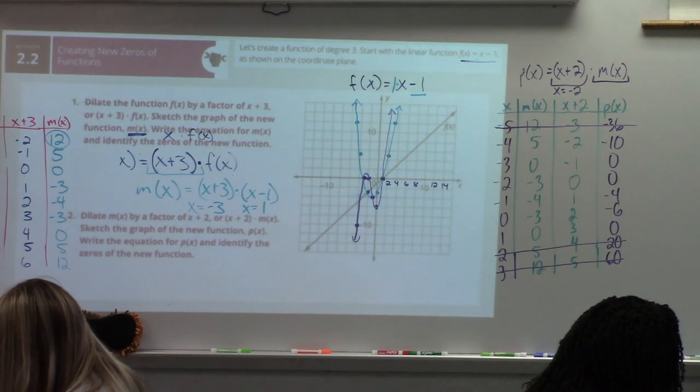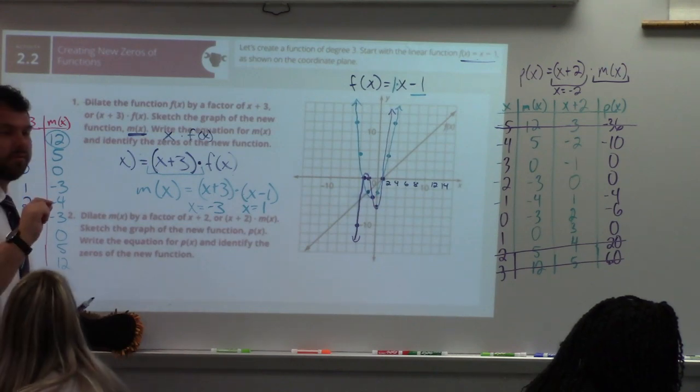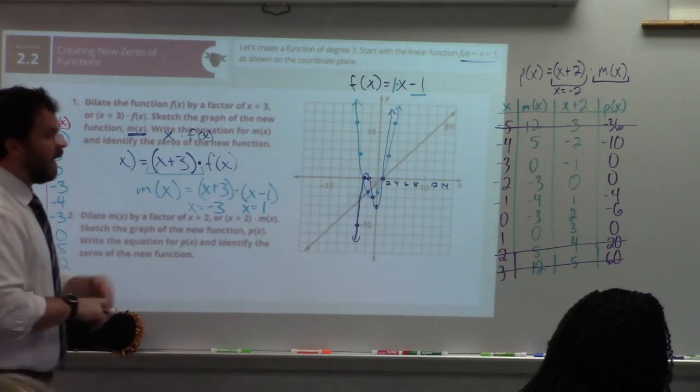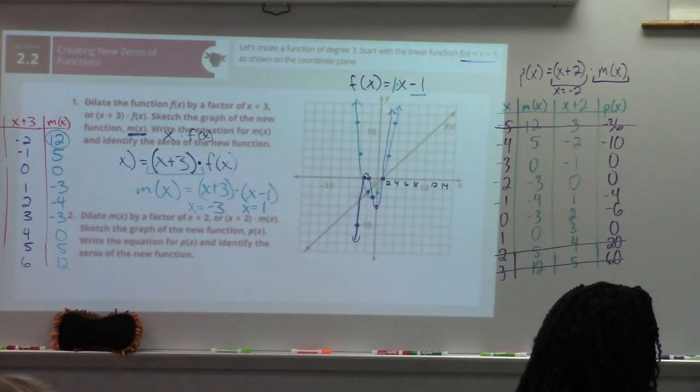Does anyone know what type of function this would be? Because we'll have to pick up tomorrow. Not cubic root, just cubic. Right? We had a quadratic. We dilated it by a linear factor to get a cubic.